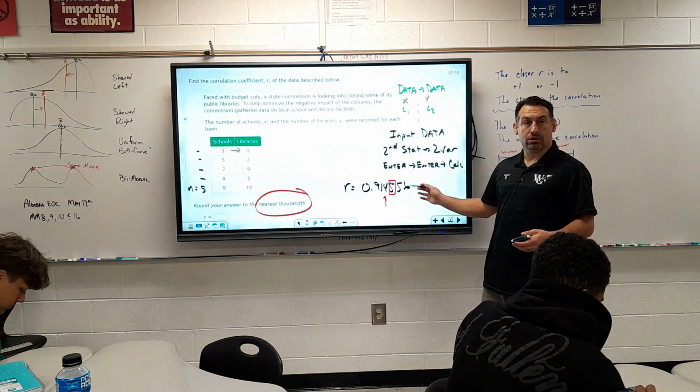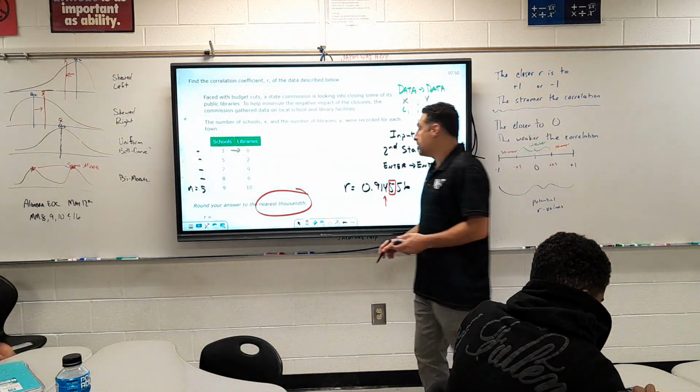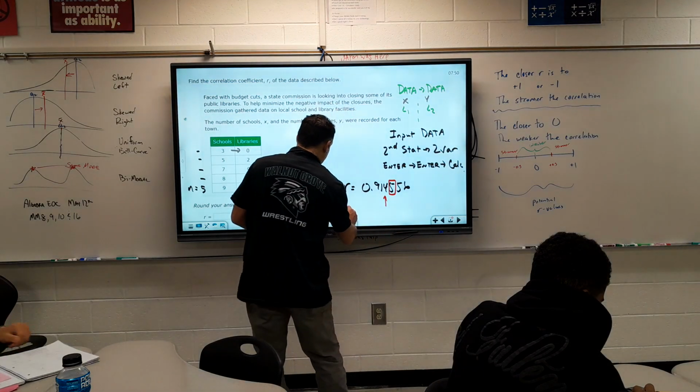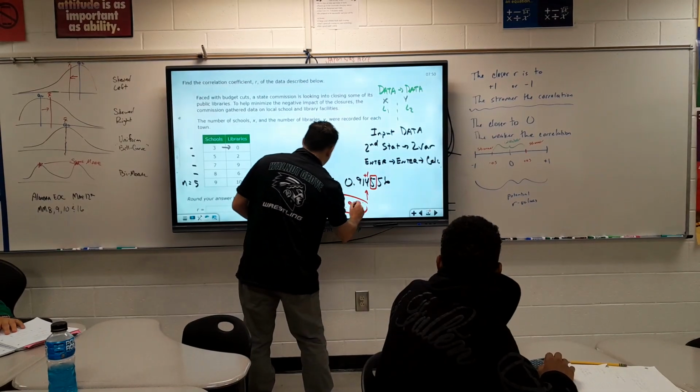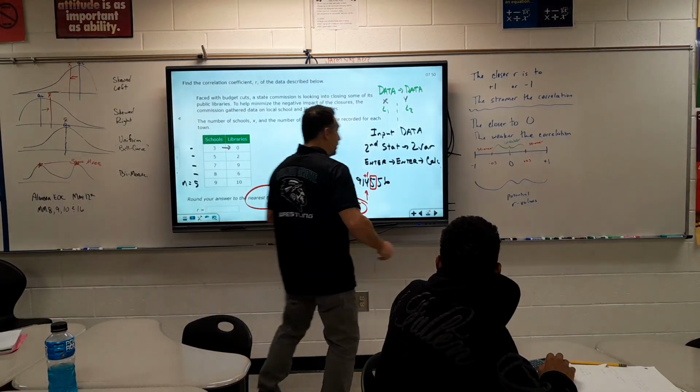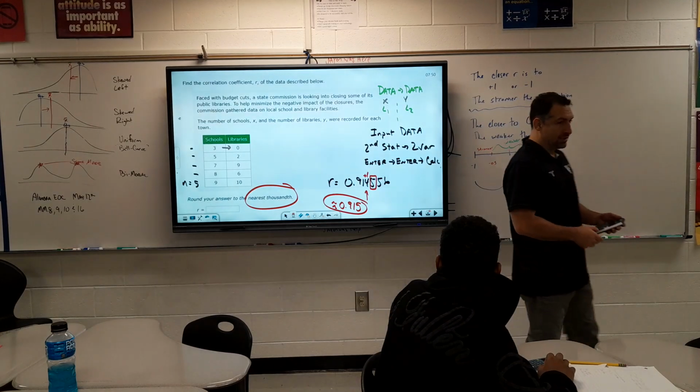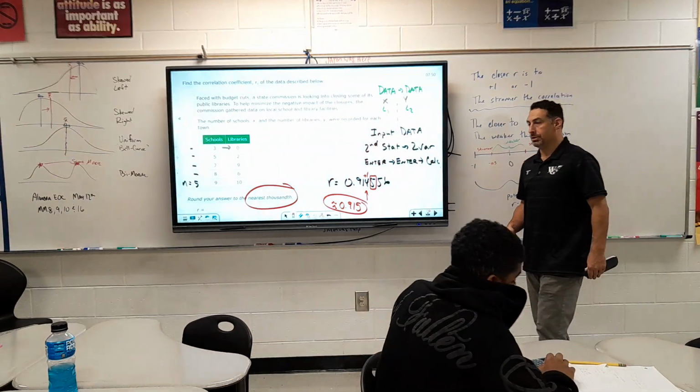It's 5 or bigger, so you bump the other one up 1. So our final answer will be 0.915. You have to add 1 to there, and that's what you have to type in to the IXL solution.